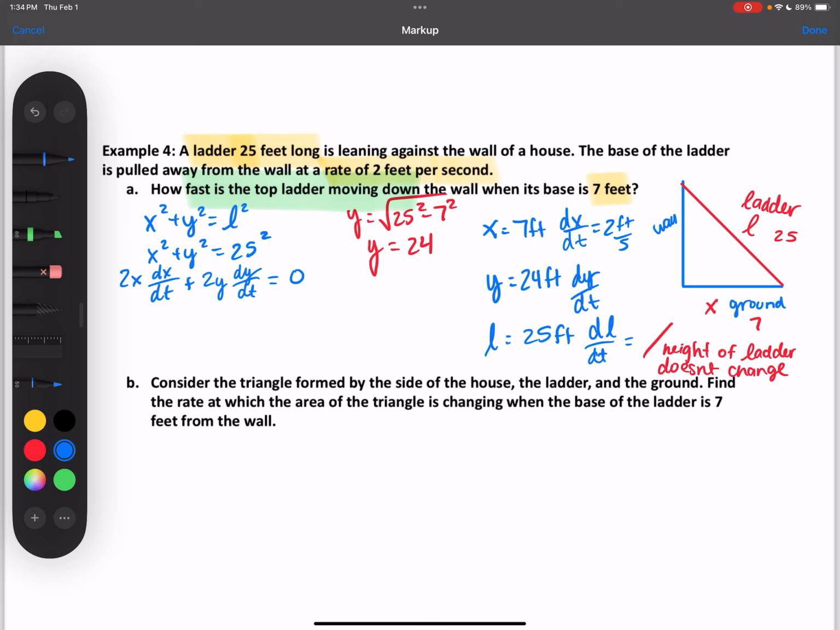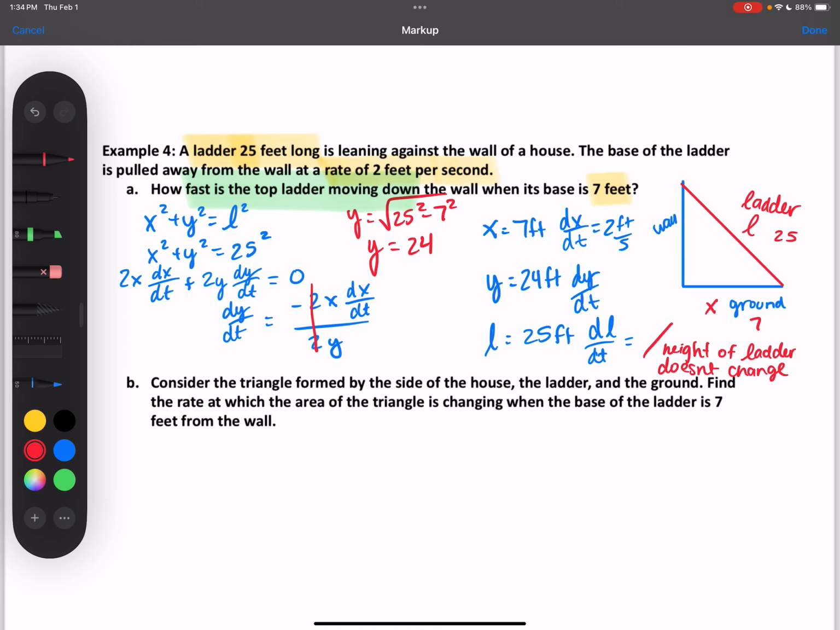Now I'm trying to get dy/dt by itself. Just for the sake of space, I'm going to move everything at once. I'm moving the 2x dx/dt to the right, making it negative, and dividing by 2y. So the 2's are going to cancel, but I'll write those and just let them disappear. Negative 2x dx/dt over 2y, and then the y's are going to cancel.